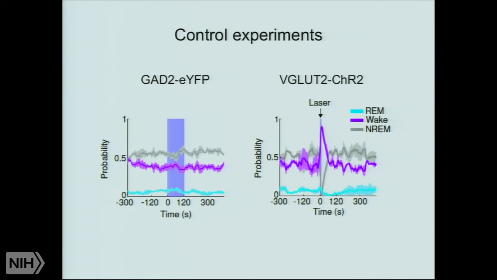In addition, if we actually express the virus not in the GABAergic neurons, but in the glutamatergic neurons using the VGLUT2-Cre mice, then only 10 seconds of laser stimulation dramatically increases the probability of wakefulness and decreases both non-REM and REM, right? So this suggests that the effect is not only specific to that area, but also specific to the cell type. So if you activate the wrong cell type, you increase wakefulness. And like I said earlier, promoting wakefulness, those neurons are everywhere. It's really easy to find them.